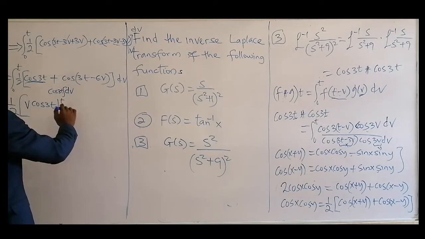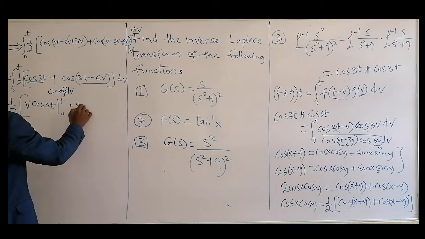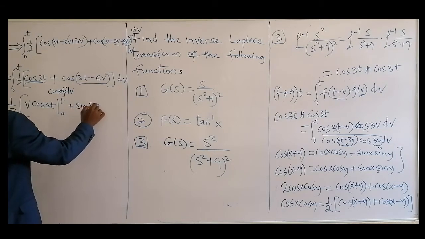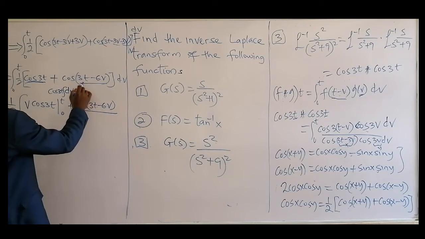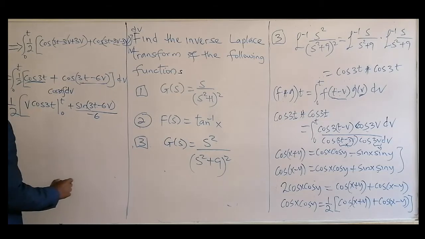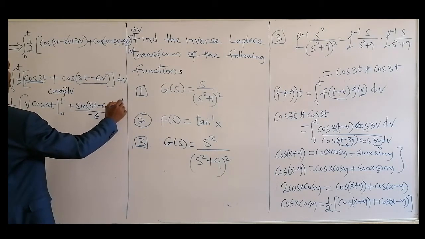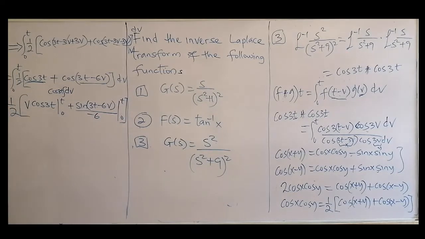For the second term, this one has v inside, so it will be plus sine of 3t minus 6v, divided by the derivative of the function. The derivative of 3t minus 6v is minus 6. Then you put the upper limit t and lower limit 0. So we just need to substitute the upper and lower boundaries into the equation.